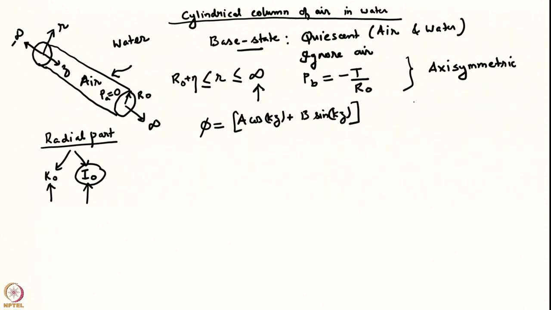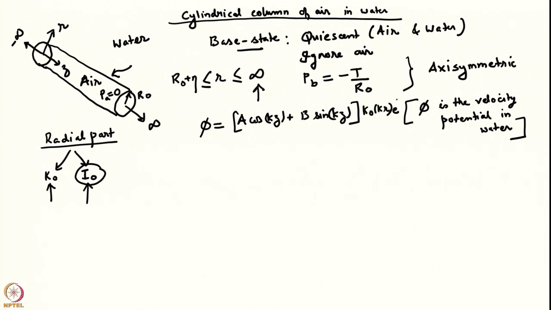So I will write this, phi is the velocity potential in water. So we are solving only for water, we are not solving for air, we are assuming the air to be quiescent and the pressure in the air to be always 0. So then we are going to get a K0 of kr here. I hope you understand why. So I am just going to put this bracket here. Earlier it was I0 of kr because the domain included small r equal to 0. Now it is K0 of kr because the domain includes small r going to infinity, and so I0 diverges as small r becomes larger and larger. So we have to set the coefficient of I0 to 0 now, and only K0 will survive.